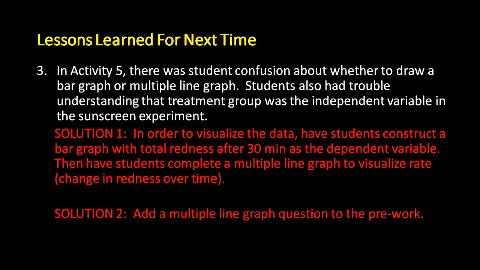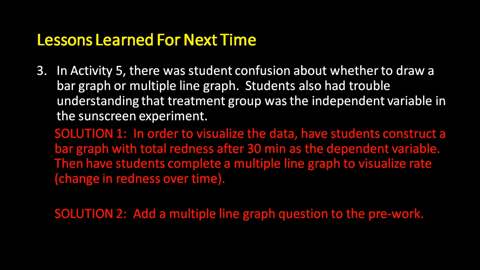In activity 5, we noticed that a lot of students were confused about whether to draw a bar graph or a multiple line graph. Students also had trouble understanding that treatment group was the independent variable in the sunscreen experiment. Based on a recommendation from someone in the larger intro bio group, we decided to have students construct a bar graph first and use total redness after 30 minutes as the dependent variable.